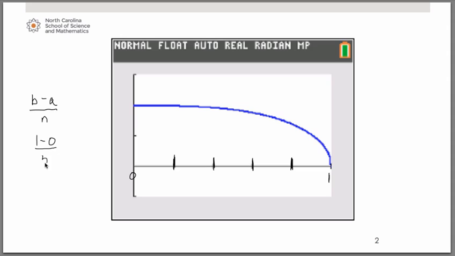So we have 1 minus 0 over 5, which is a 5th, or 0.2, which makes sense because the way I have this broken up, this would be 0.2, 0.4, 0.6, 0.8, and then 1. So the height of each of our trapezoids, if you were to turn your head to the left, is going to be 0.2. So let's go ahead and start setting up our formula.